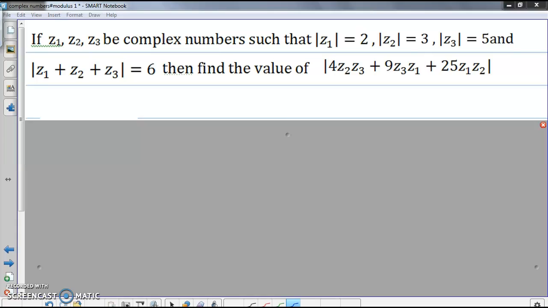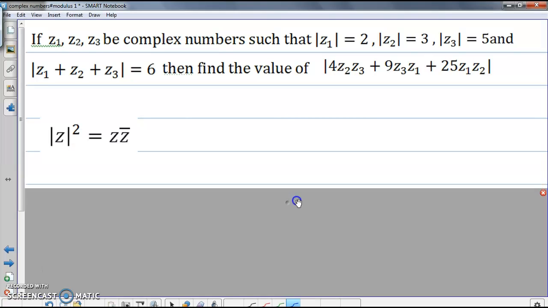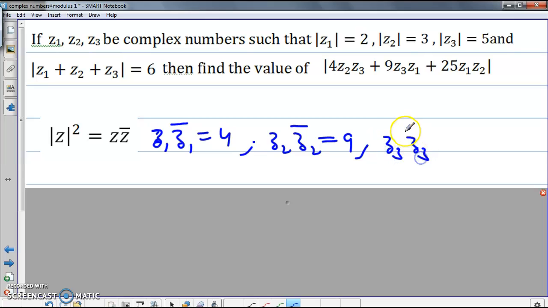Next problem. Here z1, z2, z3 are different complex numbers with mod of z1 is 2, mod of z2 is 3, mod of z3 is 5. Now again we use mod z square is equal to z conjugate for the 3 complex numbers. We get z1 conjugate is equal to 4, z2 conjugate equals mod z2 square, which is 9, and z3 conjugate, square of 5, is 25.